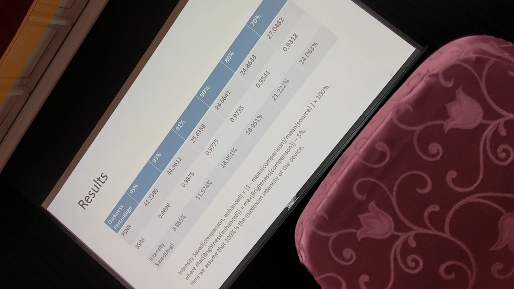By the way, the intensity saved function is calculated by the mean of the intensity of the comparison and the source. Okay, enhancement. Sorry, wrong type. I calculate it with this formulation, so you can compare the different results.